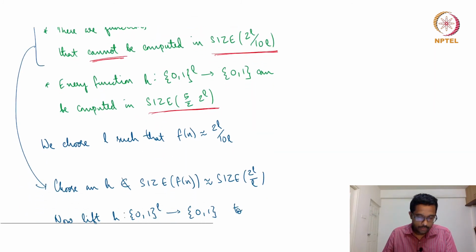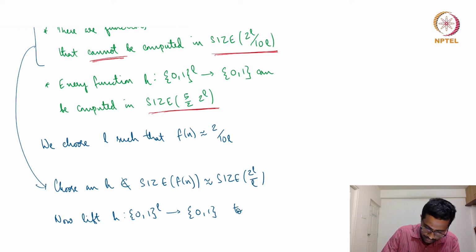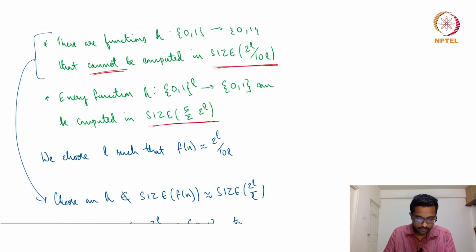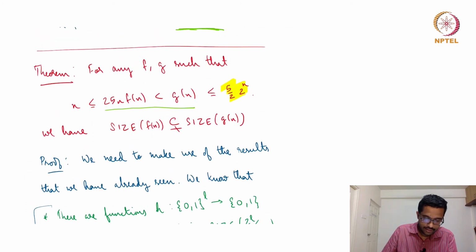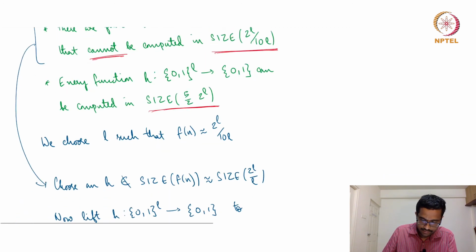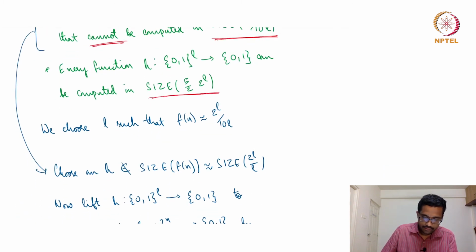Okay. So we choose an L such that f(n) will be roughly 2^L divided by 10L. That is all that we do. So because of this condition, g will have to be at least 5/2 times 2^L.